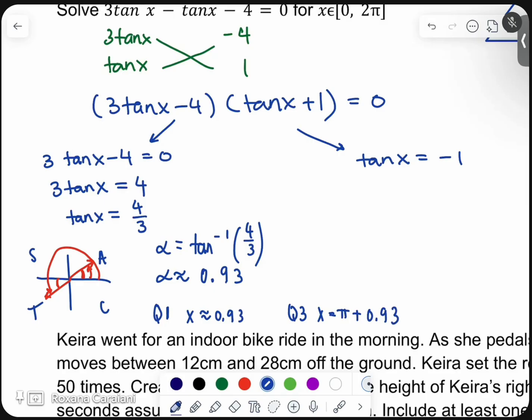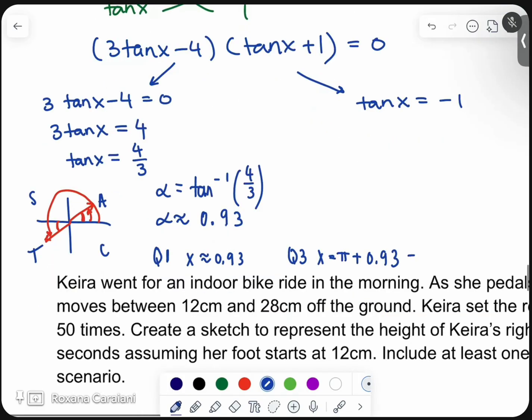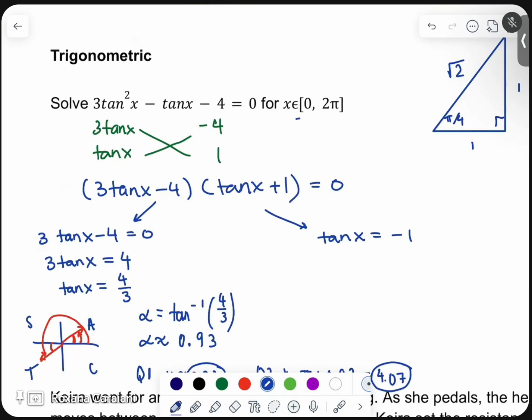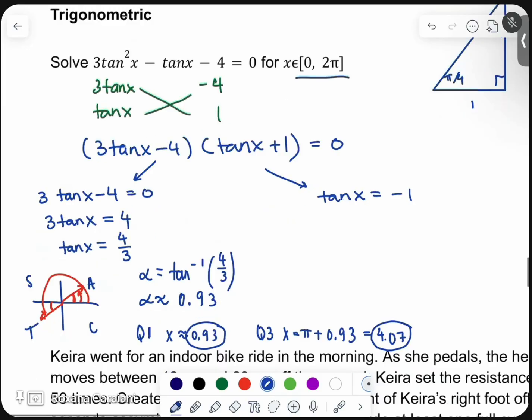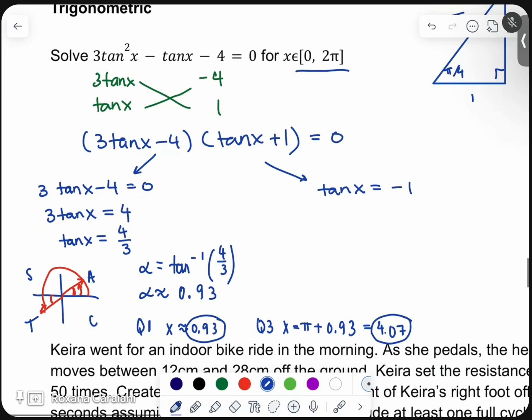And that's going to give me 4.07. So we have found our first two answers. And in the equation, I gave us the domain of 0 to 2 pi, so that's just one rotation. So those are my only answers for that branch.